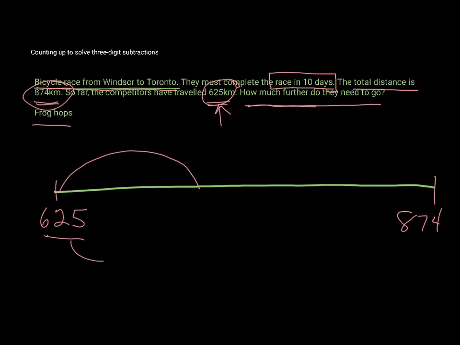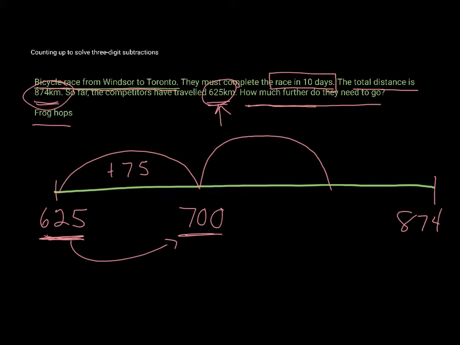Okay, well, what is the nearest set of 100? Well, the nearest set of 100 would be 700. Okay? And remember, we're not going back. We don't want to go back. So we can't consider 600 as being the nearest set of 100 because we want our number to get bigger, not smaller. So we need to go to the next biggest set of 100. Okay, so what did we do to 625 to get to 700? Well, we had to add 75. Okay, so that gets us to 700. Then we go to the next set of 100, okay, which will be 800.